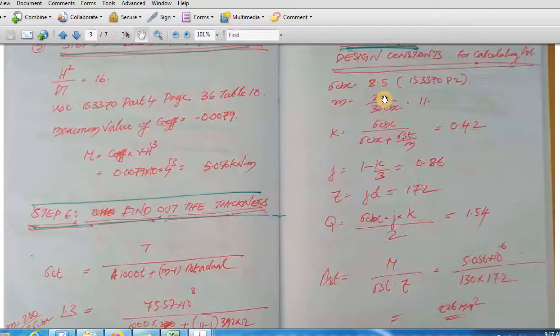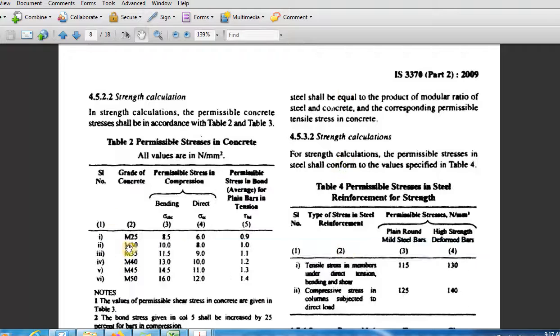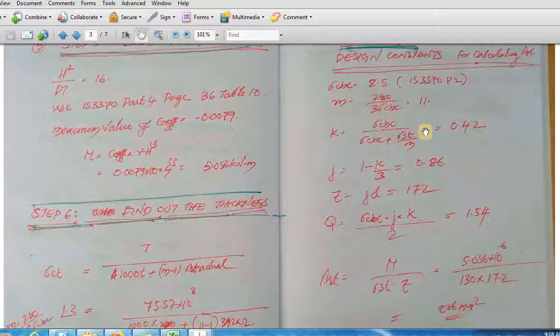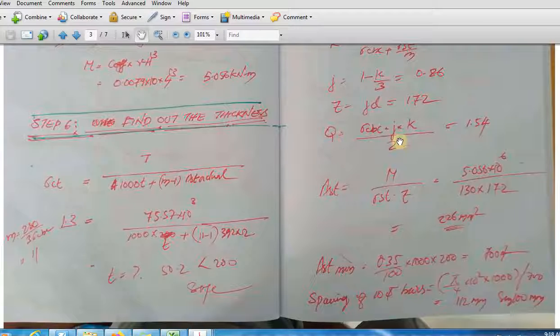Okay, so M is 280 divided by 3. Sigma cbc is 8.5 from IS 3370 part 2. I have shown you the table number, this one, table number 2. And k is sigma cbc by sigma cbc plus sigma st by m, which is 0.42. j is 1 minus k by 3, which is 0.86. z is jd, which is 172, substituting the value of j and d is 200. And Q is sigma cbc into j into k by 2, so I will get 1.54.